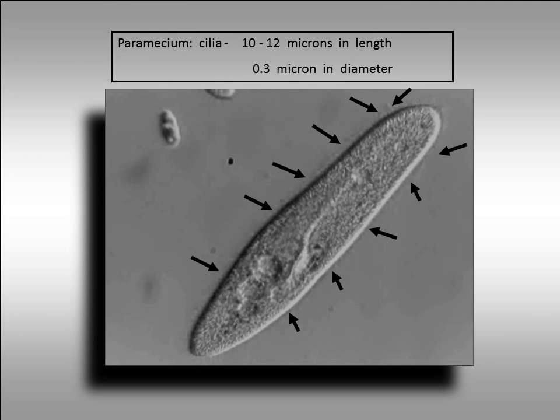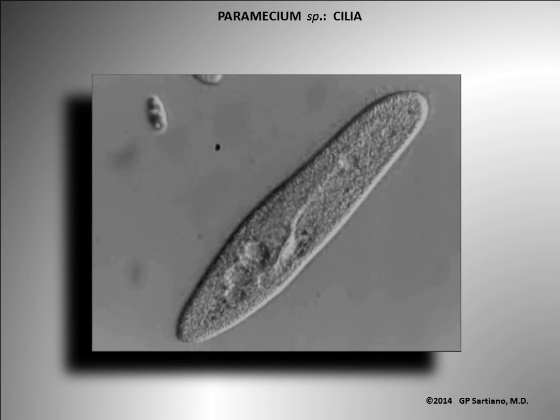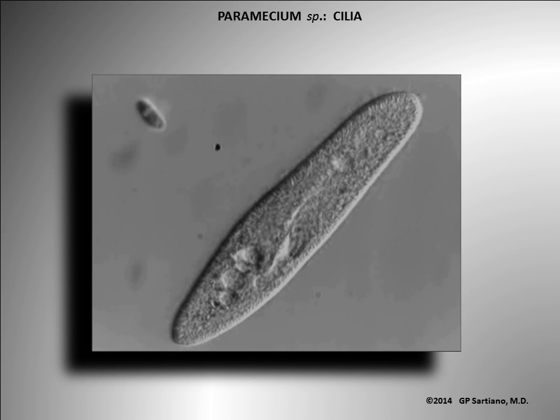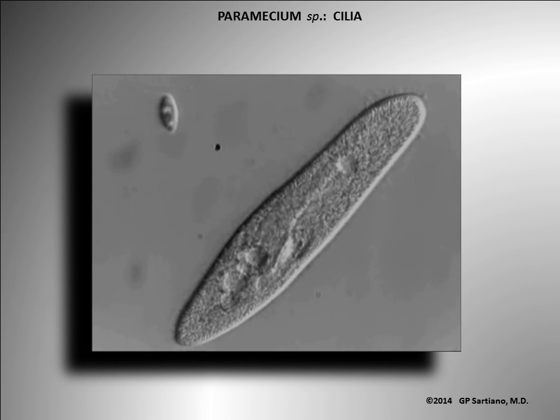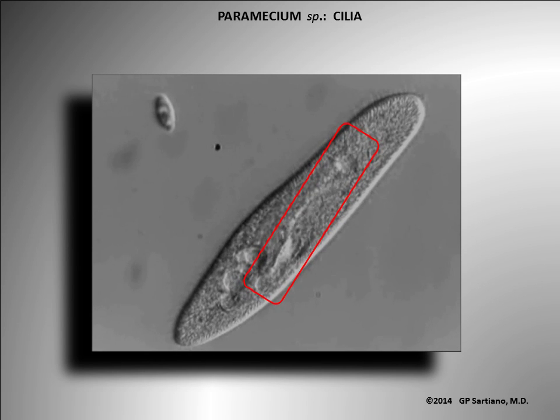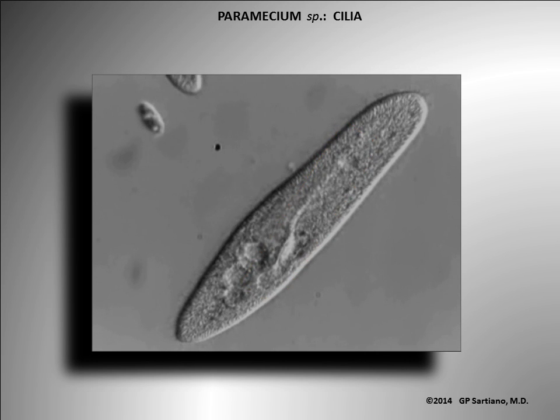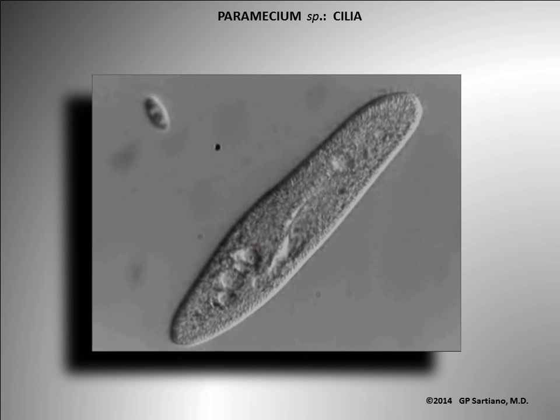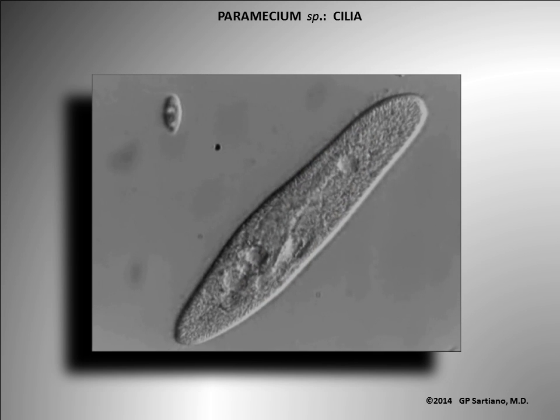In general, the cilia of paramecium are about 10 to 12 microns in length and 0.3 of a micron in diameter. This video provides a hint that there are additional cilia, in this case, an organized, coordinated group in the oral groove and the food ingestion pathway.